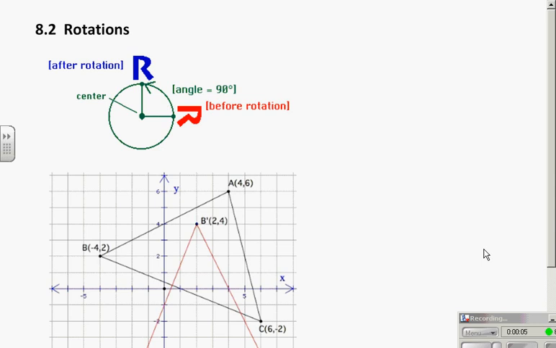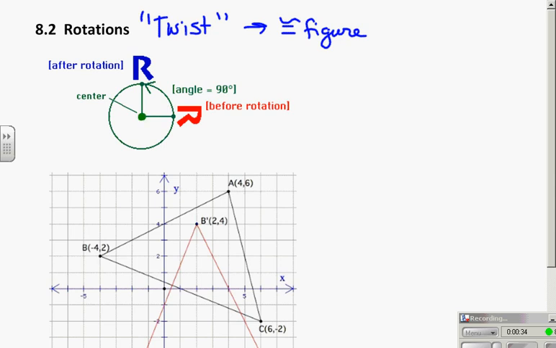Okay, 8.2 talks about rotations, which are another kind of transformation. And we're going to talk about rotations as being a twist. Now, they will make congruent figures. They are not going to shrink or enlarge or morph or twist our figures. We're going to, again, take our picture and move it to a new location. The way we're moving it this time, though, is by twisting it around a central point.